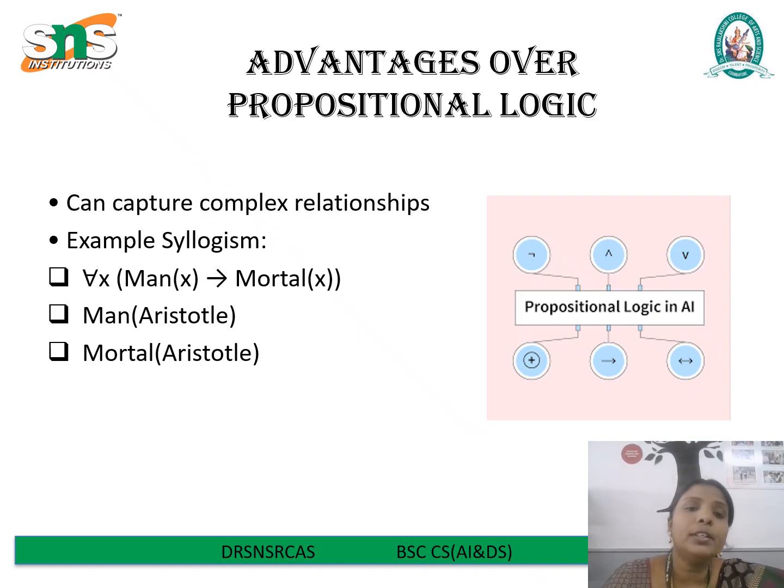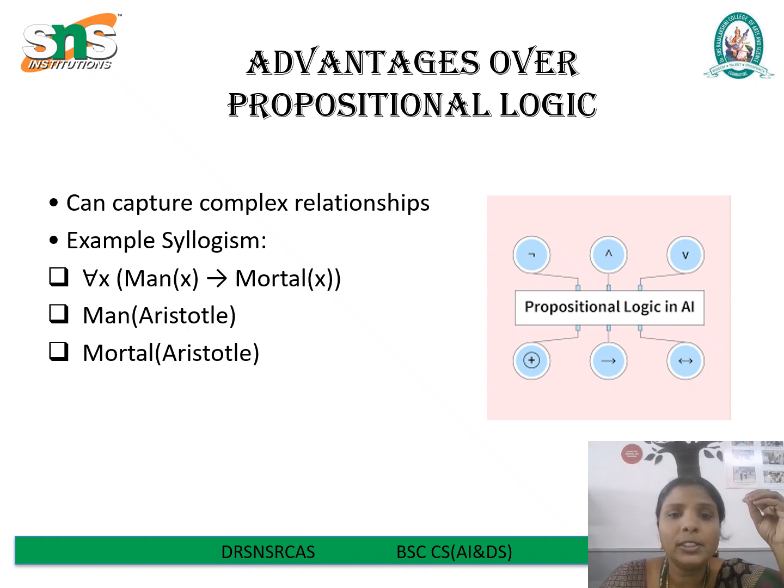Next, we see the advantages over propositional logic. We have already seen propositional logic. What are the advantages of predicate logic? In propositional logic, we could write a statement like all men are mortal. Let's call this statement P. Aristotle is a man, call this statement Q. So Aristotle is mortal, call this statement R. But notice that in propositional logic, there are just three separate symbols P, Q, R. We don't see any actual logical connection between them. So propositional logic cannot explain why R follows from P and Q.